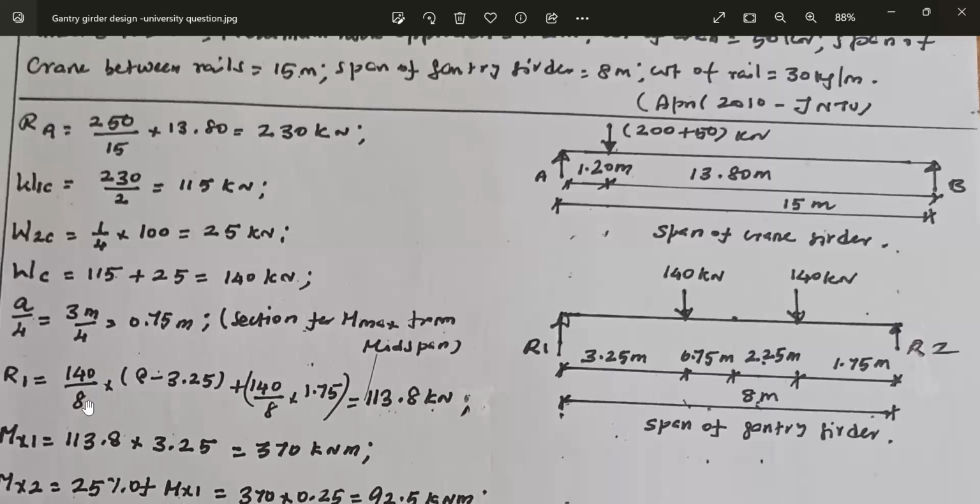140 load divided by span 8 into distance from another support, that is 8 minus 3.25, is the distance from another support. This is the reaction of the one wheel load 140 kilonewton. What about the reaction due to the other wheel load? 140 load divided by span into distance from another support, that is 1.75. The total reaction R1 is equal to 113.8 kilonewton.